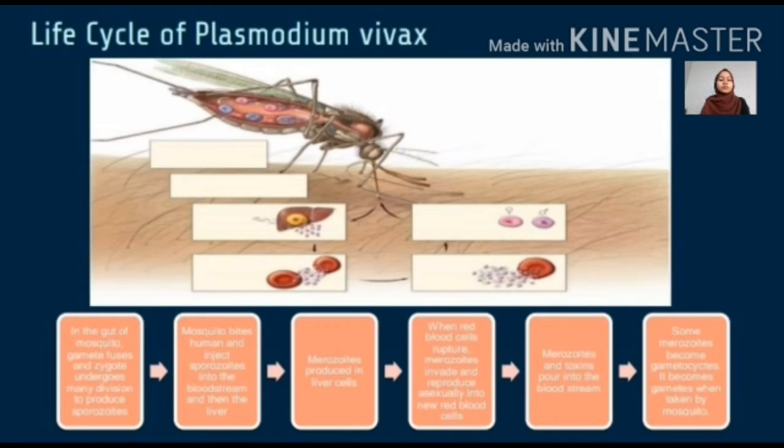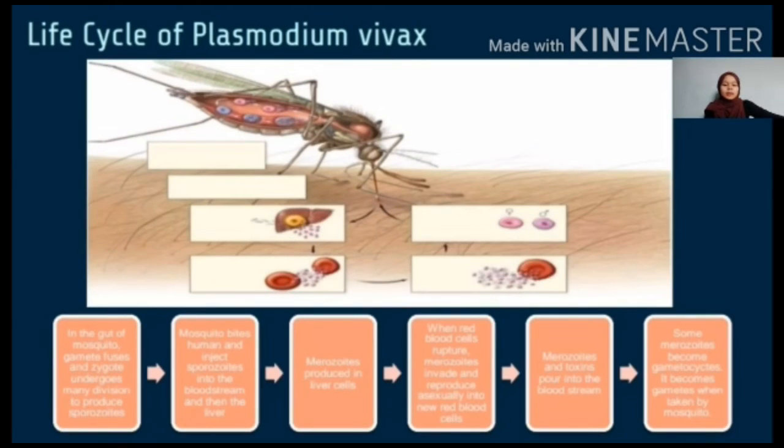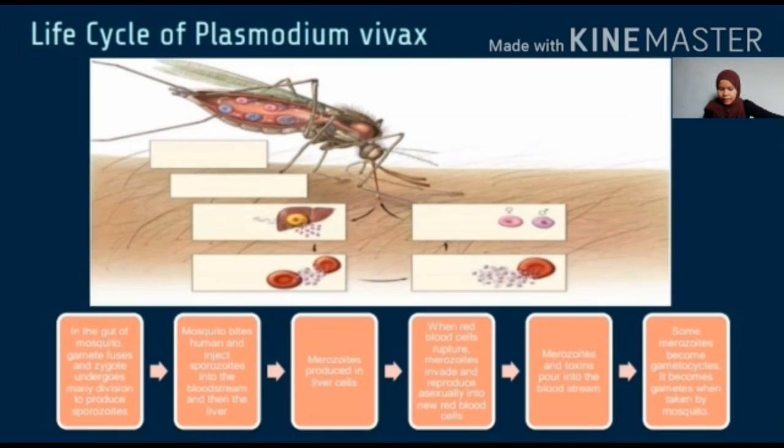First, in the gut of the female Anopheles mosquito, gametes fuse and the zygote undergoes many divisions to produce sporozoites, which migrate to her salivary gland. When the mosquito bites a human, it injects the sporozoites into the bloodstream and then the liver cells of the host. Next, merozoites are produced in the liver cell and enter the bloodstream and then the red blood cells, where they feed as trophozoites.